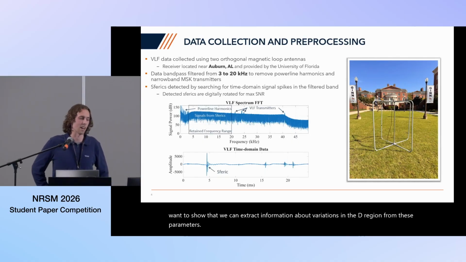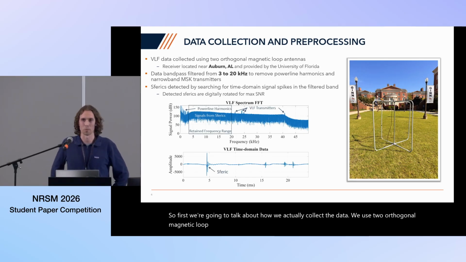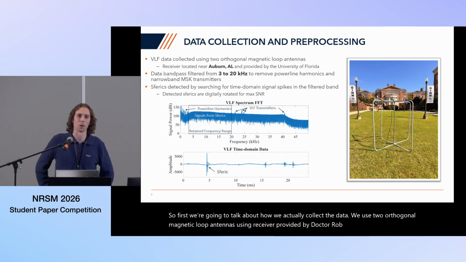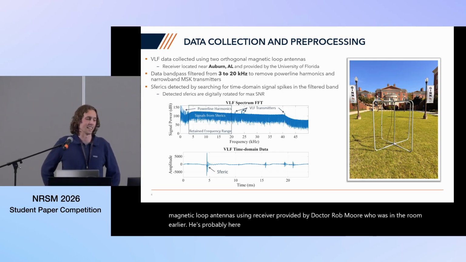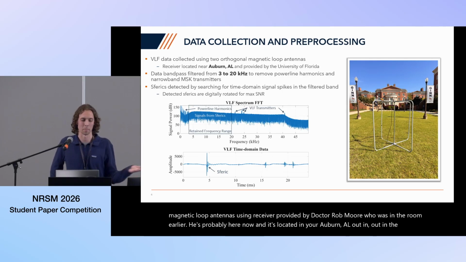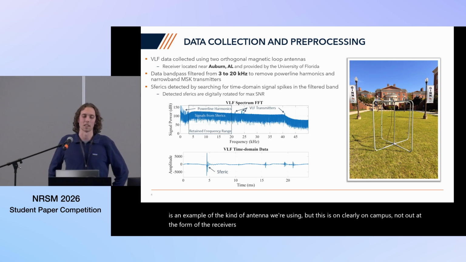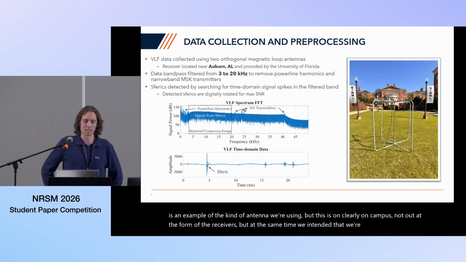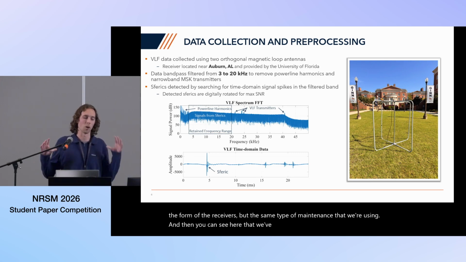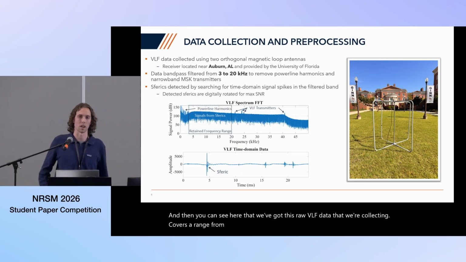First, we're going to talk about how we actually collect the data. We use two orthogonal magnetic loop antennas using a receiver provided by Dr. Rob Moore, who was in the room earlier. He's probably here now. It's located near Auburn, Alabama, out in the field. This is an example of the kind of antenna we're using, but this is on campus, not out at the farm where the receiver is. And you can see here the raw VLF data that we're collecting. It covers a range of about 0 to 40, 45 kilohertz.